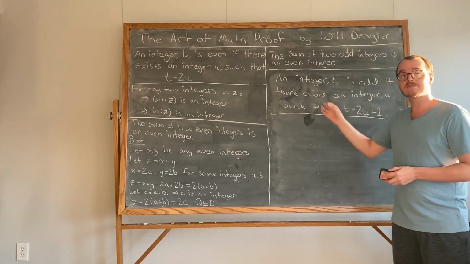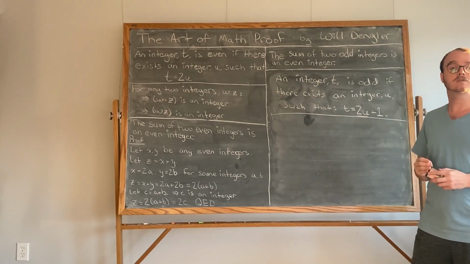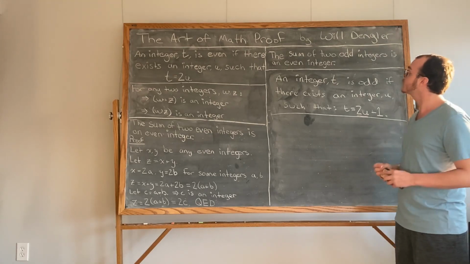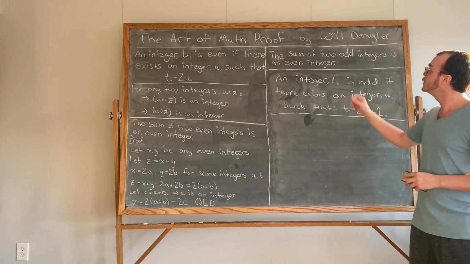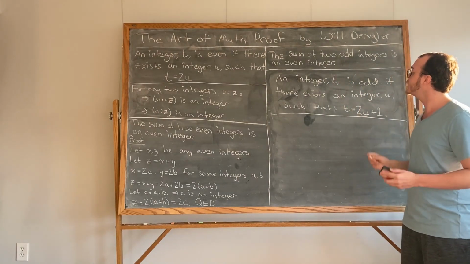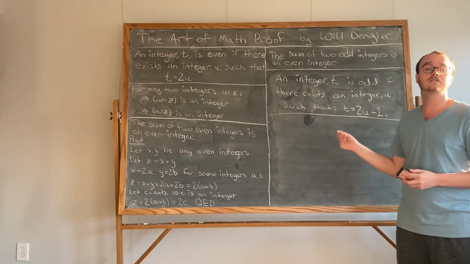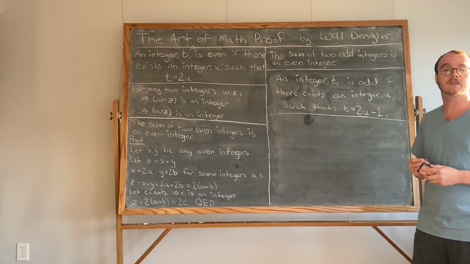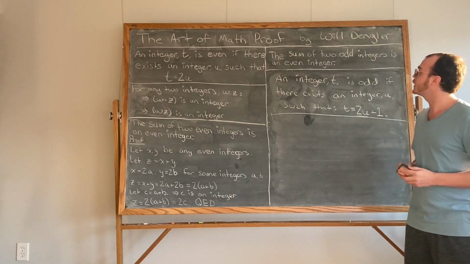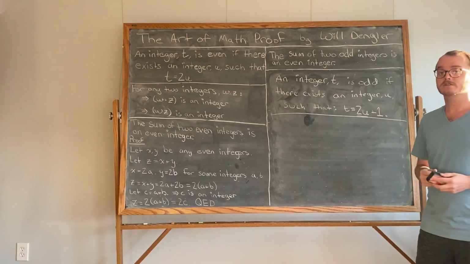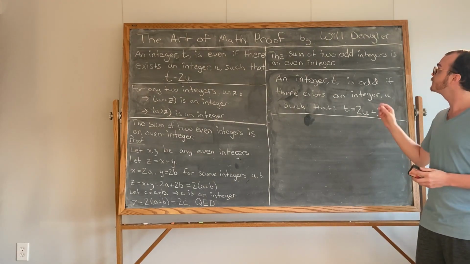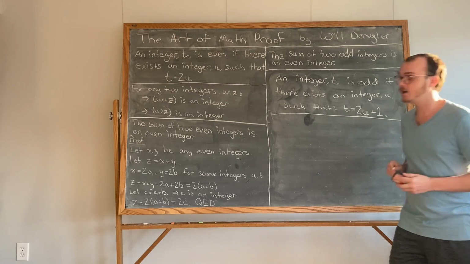Therefore, this is the definition of what it means to be odd. Fantastic. Now that we have a definition of what exactly it means to be odd, we can go about proving our statement that the sum of these two odd integers is going to be an even integer. So let's do that. Well, if I want to prove that the sum of two odd integers is going to be even, I'm first going to need two odd integers.